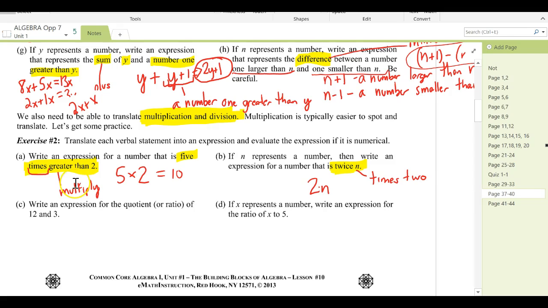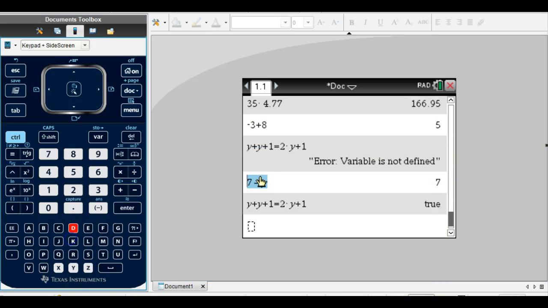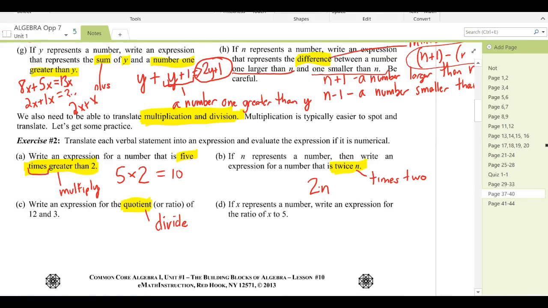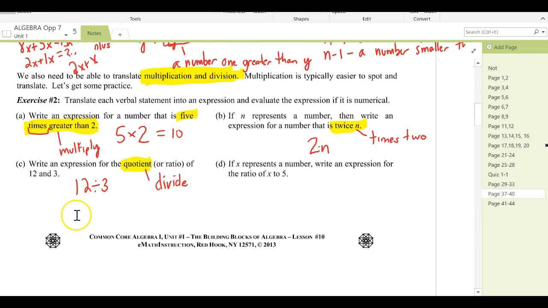Letter C. Write an expression for the quotient. This is the math word, quotient. What is quotient? Quotient means divide. Quotient means divide.